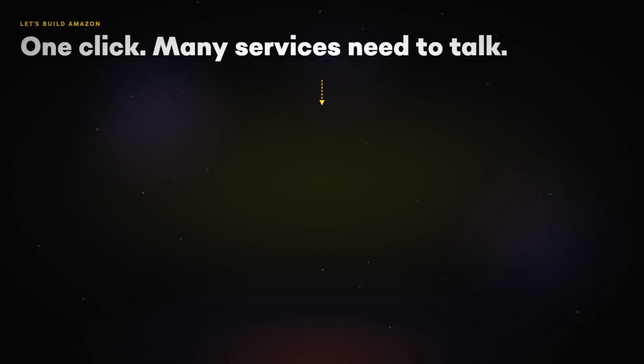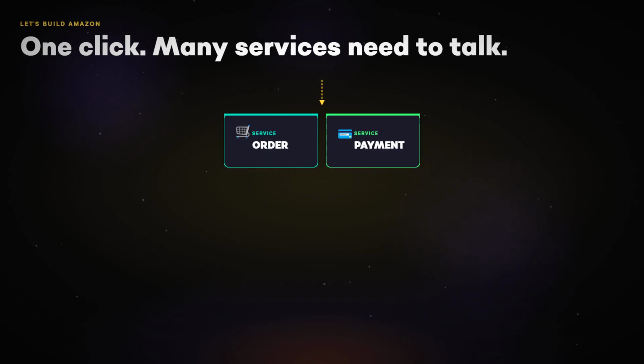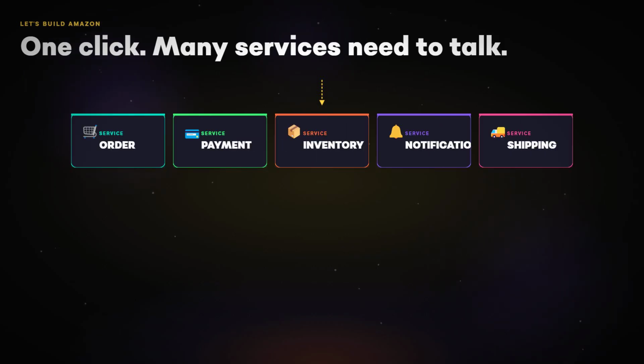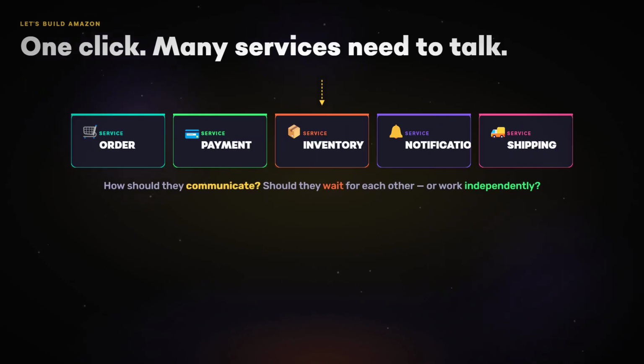Let's imagine we are building Amazon. A user clicks buy now. Seems simple, but behind the scenes many services are involved. Order service, payment service, inventory service, notification service, shipping service. All these services need to communicate with each other. The question is, how should they communicate? Should they wait for each other or should they work independently? That's where synchronous and asynchronous communication enter the picture.